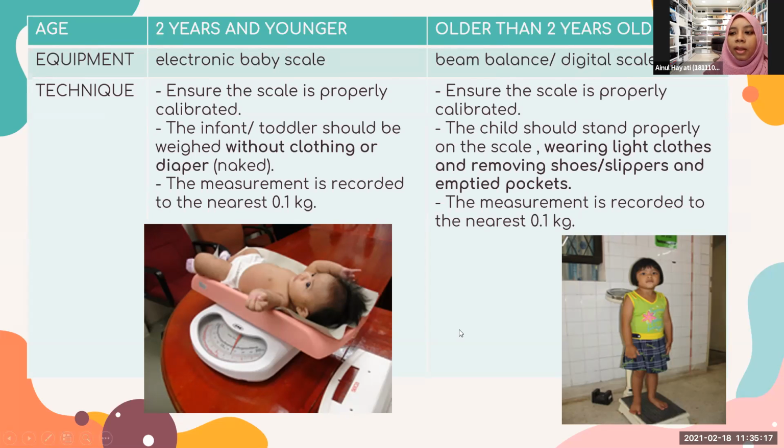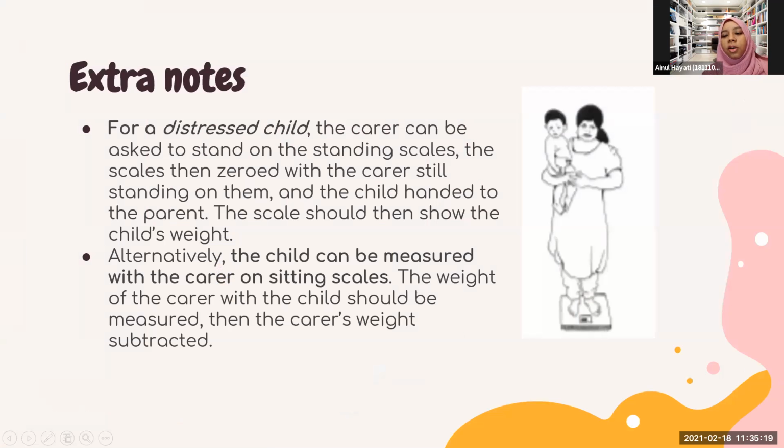Okay. So in the case of a distressed child, where the child has some problems, the guardian or the carer should stand with the child and hold the child while waiting to weigh the child. But we must subtract the carer's or the guardian's weight to determine the child's weight. Okay.